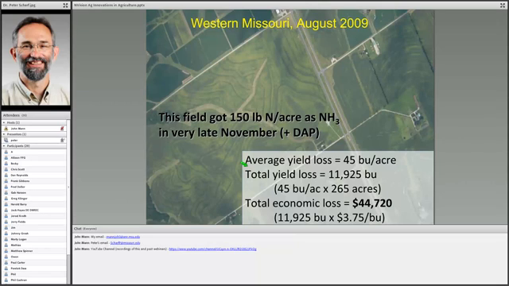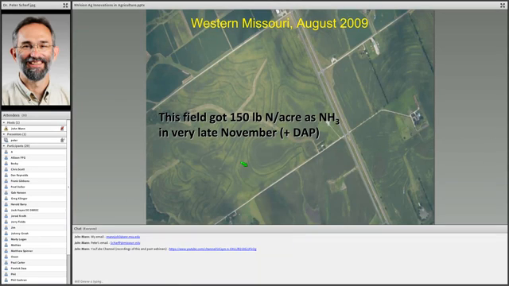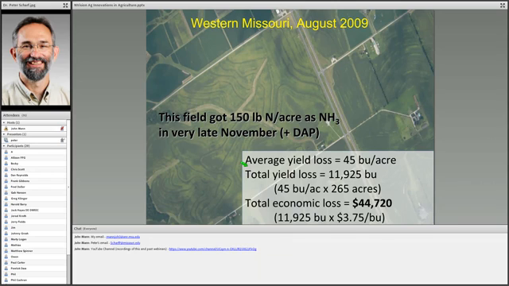And in this field, average loss was 45 bushels per acre. He had 170 up on the knolls and 80 down in the yellow, drainage type, wetter areas. And field average was 125. It's a 265 acre field. He came out losing $45,000 in that field due to deficiency.